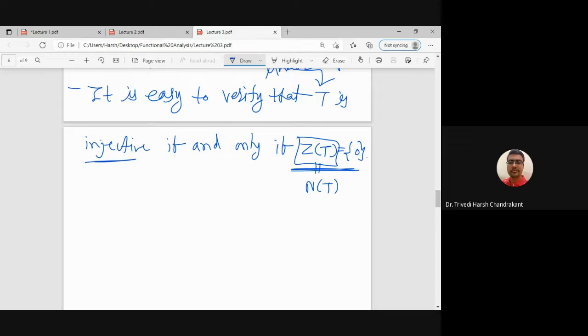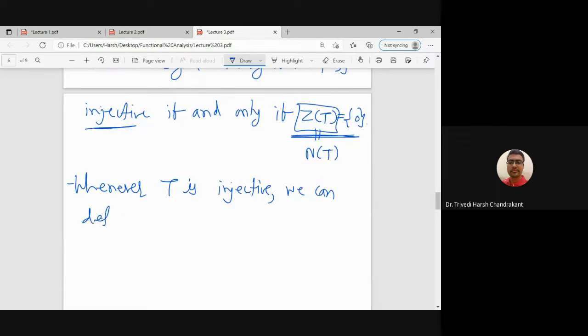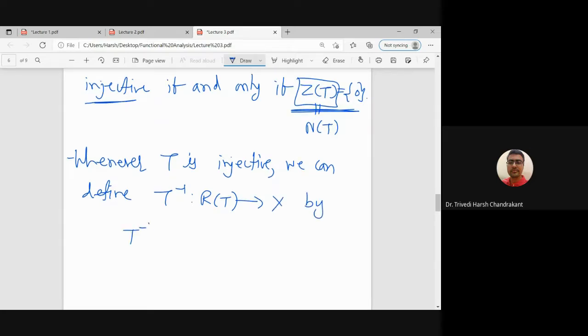So whenever T is injective, we can define an inverse map from the range of T to the domain. We define T inverse on the elements of the range, and we define it to be X whenever T of X is Y.